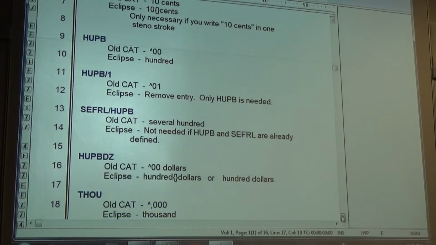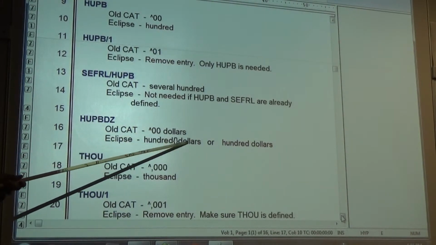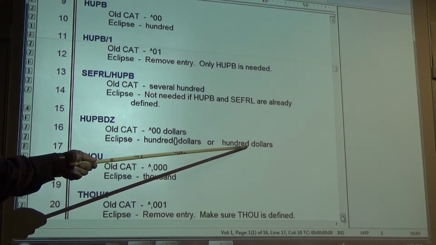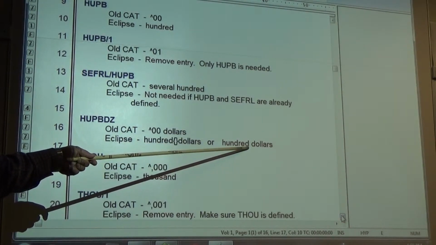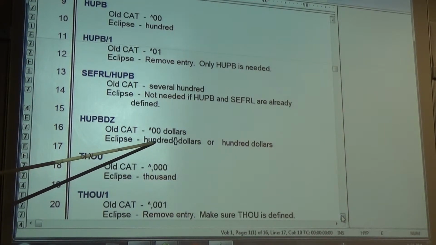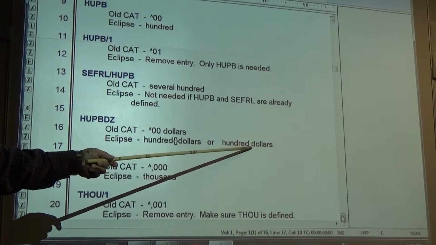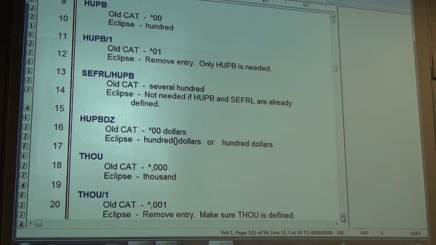So if you write it like this, $100 in one stroke, that's how you have to define it. Okay? You can do it like this. I don't really recommend doing it like this. Just keep it simple, and it should know what to do.